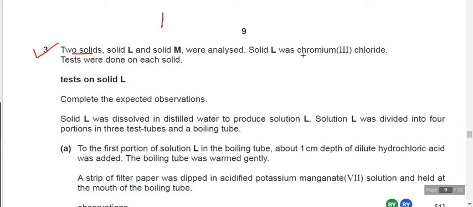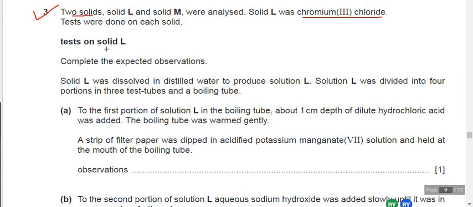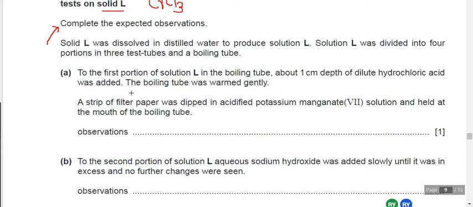is chromium chloride, and they have done a few tests on solid L. Solid L, as I already said, is a chromium chloride. So they are asking here to complete the expected observation. So based on that we have to do, for example, let us take the example. Solid L was dissolved in distilled water to produce solution L.